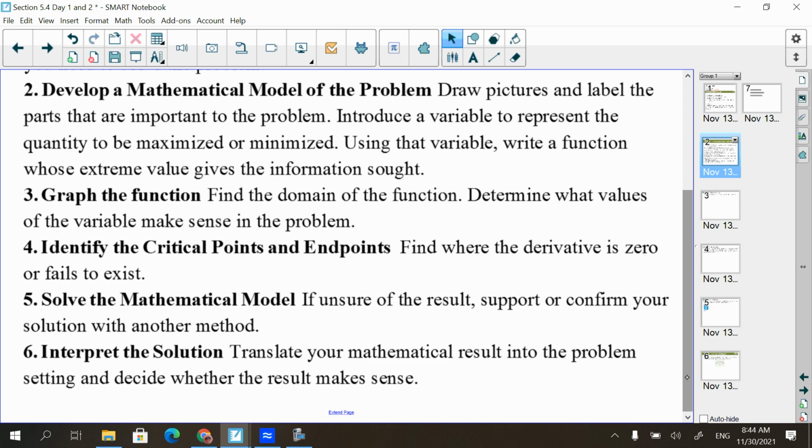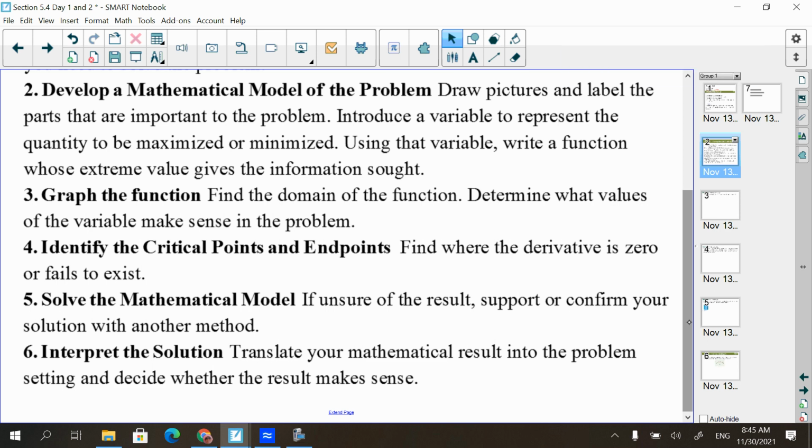Number four, identify the critical points and endpoints. So here's where you're going to take the derivative and set it equal to zero, if it exists, or where it fails to exist. Remember, sometimes there's a corner or cusp situation. Endpoints are also very important here because you don't want to look outside of what the domain is. Okay. And then solve the mathematical model.